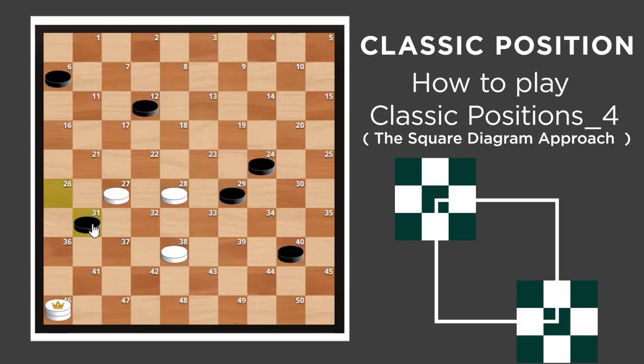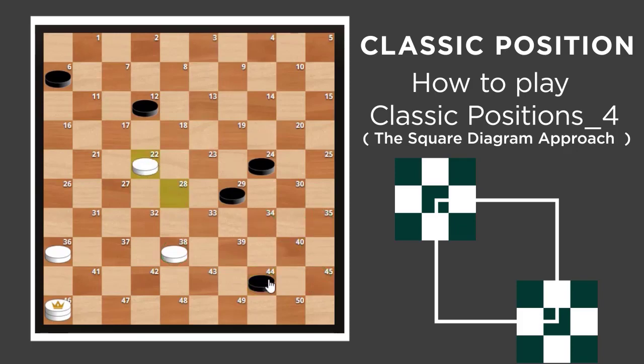Black decided to take 31 to remove that piece on square 27. Again, the position at 36 has 38 as its vectors if the square diagram is drawn, and then 40 as the vertices. If you look at square 40, the squares surrounding square 40 are 34, 35, 45, and then 44. So black decided to move from 40 to 44.